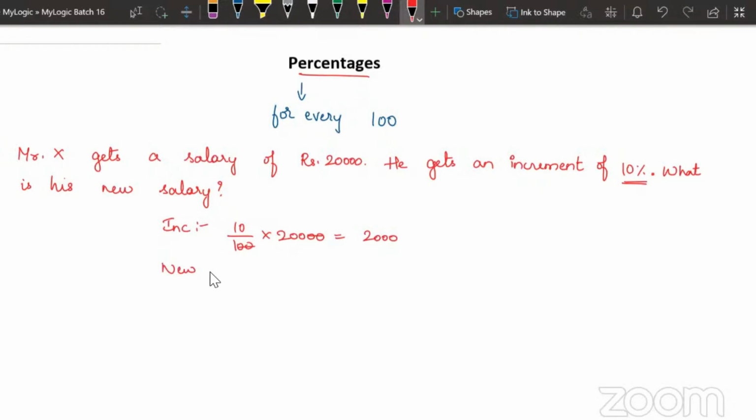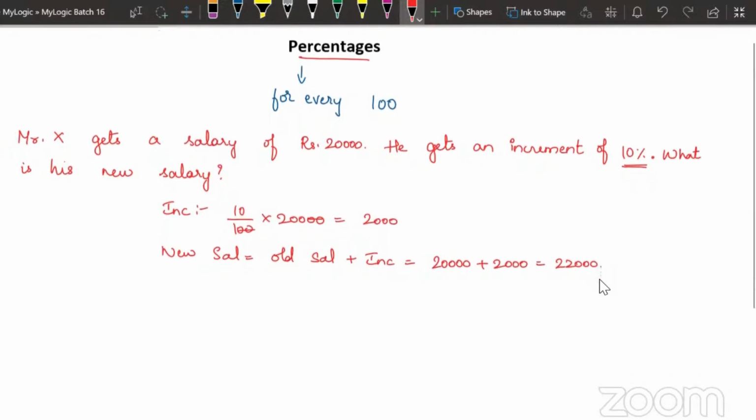Jyoti, not 44,000, it is 22,000 because we need to calculate 10% of 20,000. This is how we calculate it. Now, what is new salary? It is old salary plus increment, which is 20,000 plus 2,000, which gives you 22,000. This is the new salary of Mr. X. So the answer is correct. Madhu, Vandit, only those two students have given the correct answers. So this is 20,000, 22,000.